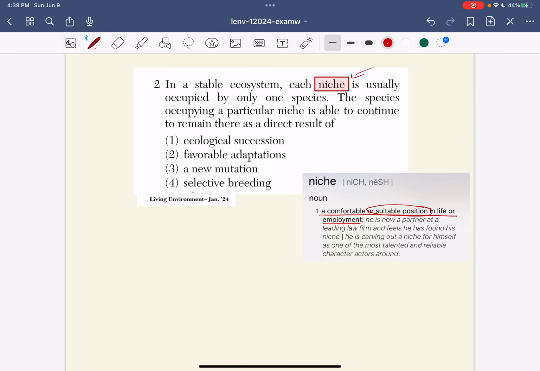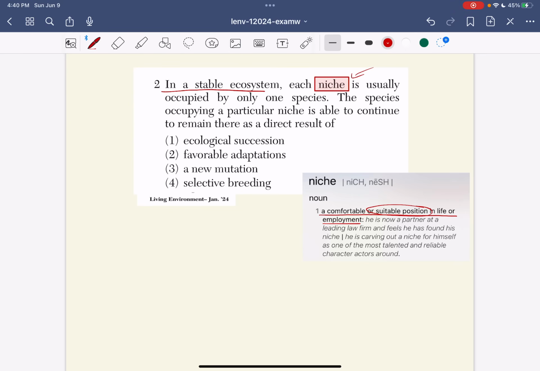What is your niche? Where are you living right now? Okay, where am I living? I'm living in the Bronx. My accent came out a little bit, but it's okay. I'm in the Bronx. I live in New York. That's my niche. But to be more specific in organisms, we'll talk about that in a second. But let's go ahead and read the question.